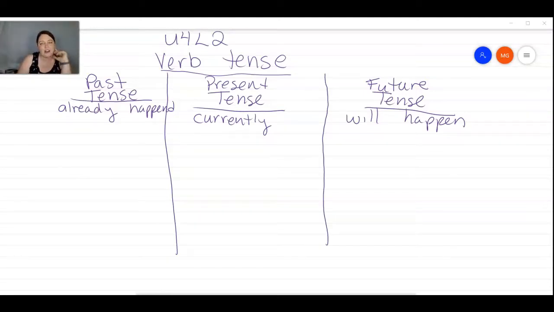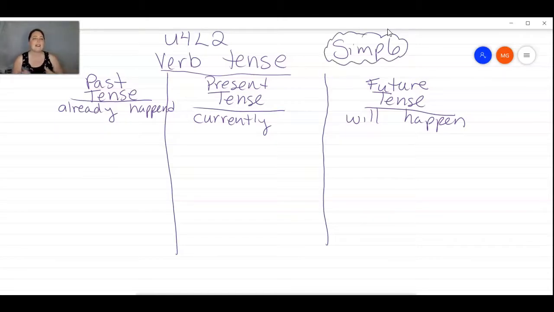And one thing I learned is there are many different types of verb tenses. And the one we're currently using right now is called simple. So this is the simple verb tense. Oh my gosh, my handwriting is so messy right now. So past tense already happened, present tense is currently happening, and future tense will happen. And the way we're going to be doing it is simple tense.